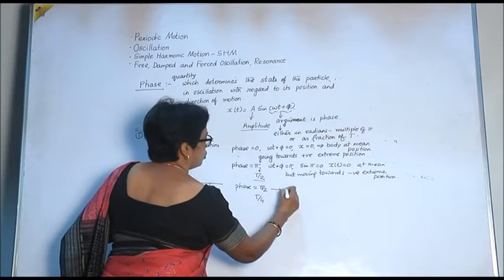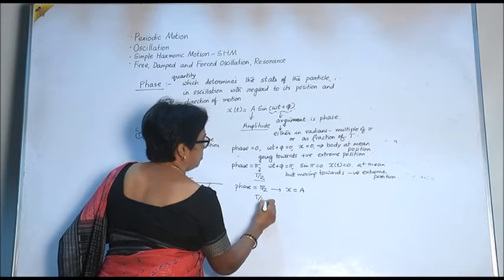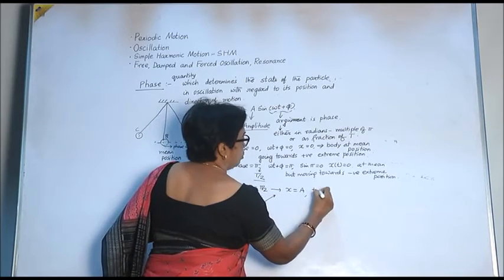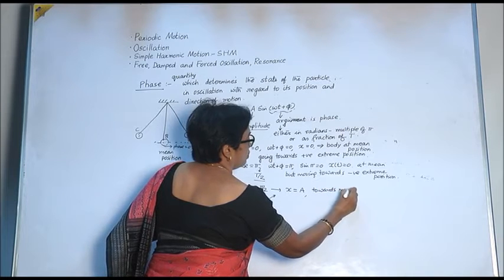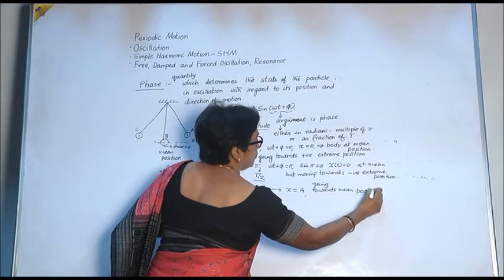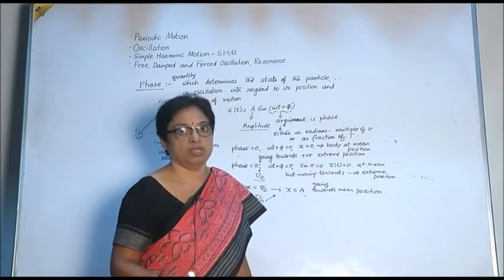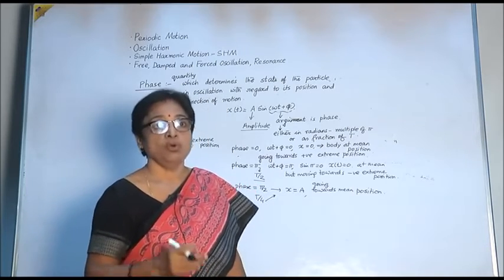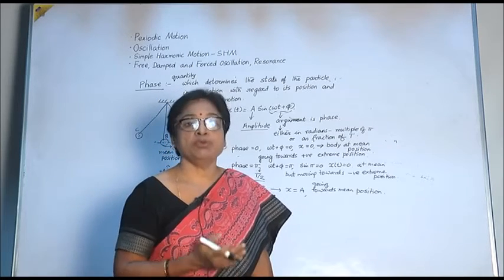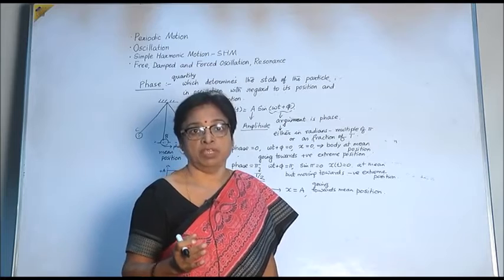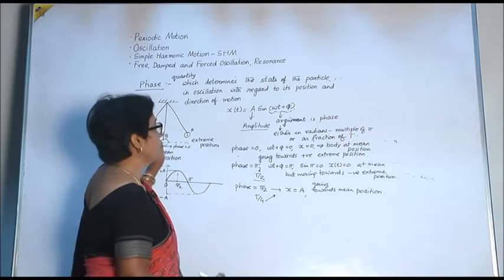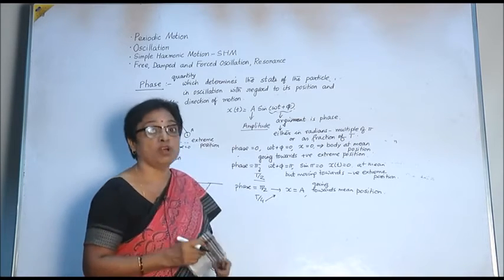So, in this position my x will be equal to A. But it is now moving towards the mean position, going towards mean position. So, the phase is a quantity, or it is actually an angle. It is a quantity which tells you where the particle is during its oscillation and in which direction it is moving, whether it is moving towards the mean position or it is moving away from the mean position towards one extreme position. That can be known from the phase. So, that is what we mean by the phase of an oscillating particle.